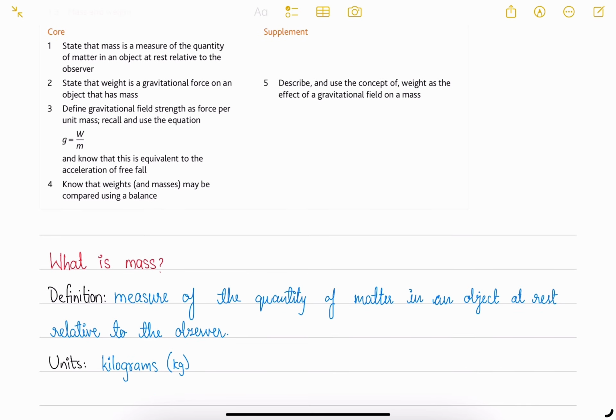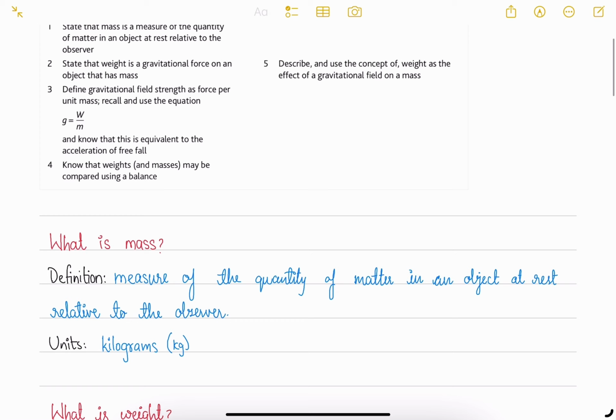By definition, mass is the measure of how much matter is in an object when it is at rest relative to the observer. Now the phrase "when it is at rest relative to the observer": when we measure mass, the object should be at rest, because a moving car would be tough to measure the mass for. When the car is at rest, we can easily measure the mass. And the units of mass are kilograms.